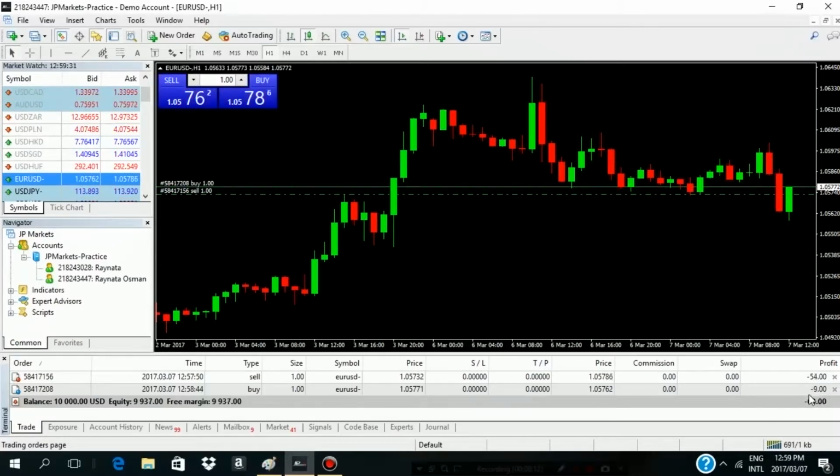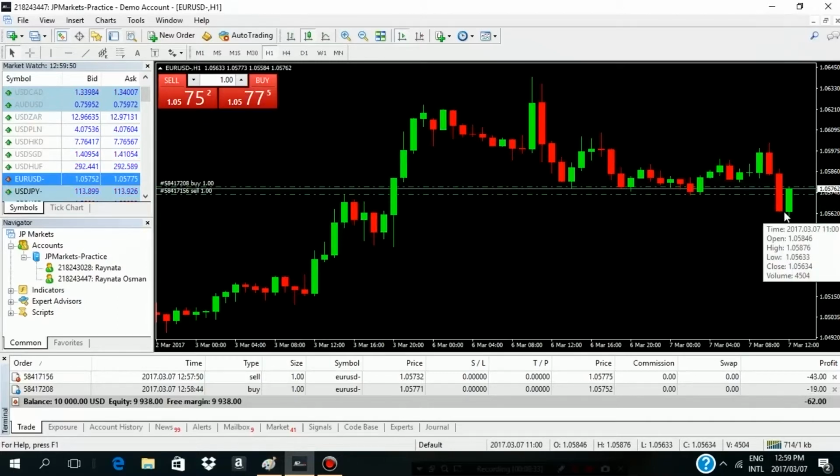So, watching this trade, pay attention to how as price moves down, your buy gets more into a negative, but your sell gets less into a negative. So pay attention to this price and just look at how the numbers fluctuate.